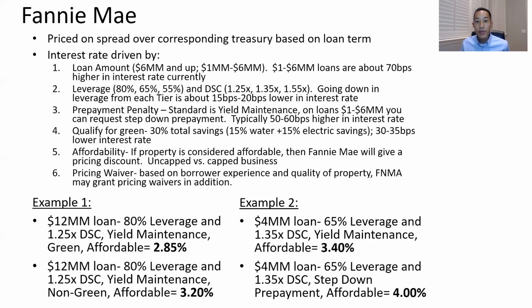Second example, we do a $4 million loan, 65% leverage, 135 cover, yield maintenance, and it's affordable, is about 340 today. But if you change one thing, you change over to the step down prepayment, because let's say you're going to exit in the first 2 to 3 years and you don't want to be stuck with the yield maintenance penalty. Well, you're going to pay a little bit higher interest rate. So your interest rate's about 50 to 60 basis points higher with that step down prepayment. So you'll be about a 4% interest rate.